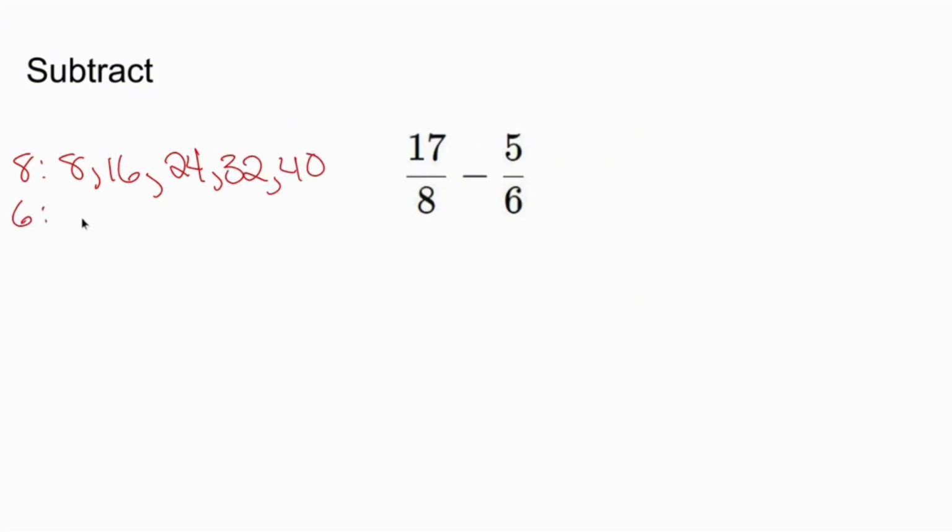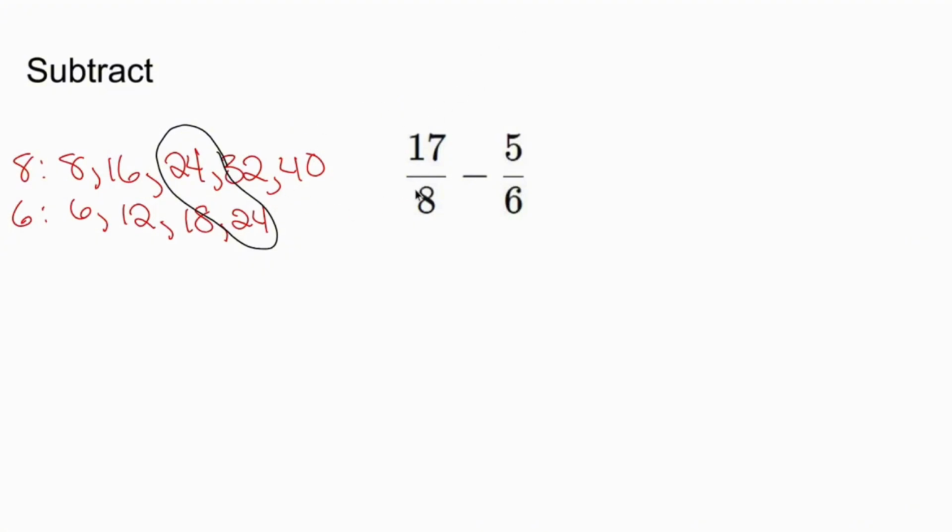For 6, we have 6, 12, 18, and look at that, 24. Now, the moment you get to a number that repeats, that is your least common denominator. So our least common denominator is 24.